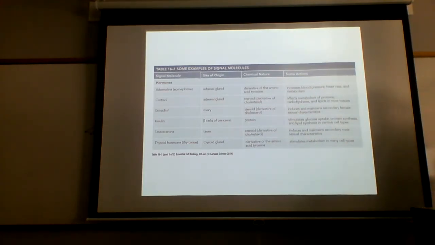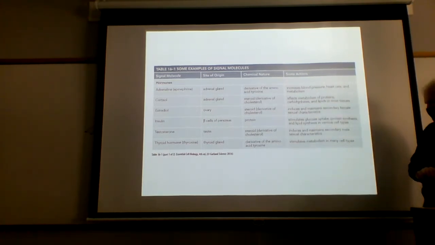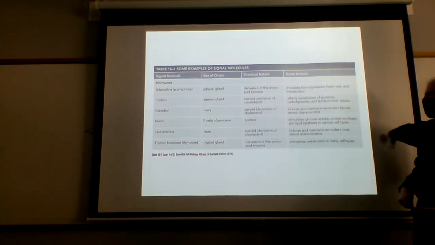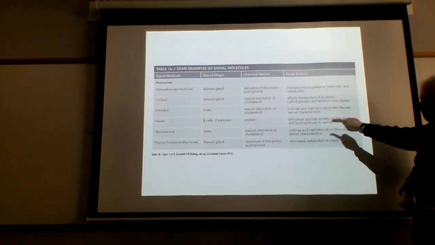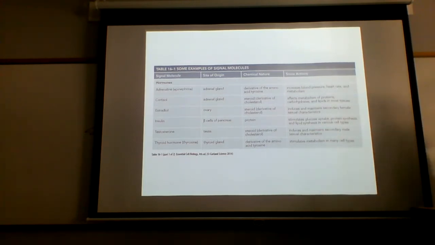So then we've got some sex hormones like estradiol, a steroid derivative of cholesterol, responsible for secondary female sexual characteristics. Insulin, a protein, promotes glucose uptake. Testosterone. Are these in alphabetical order? Yeah. Thyroid hormone, a derivative of the amino acid tyrosine, stimulates metabolism in a lot of different cells.